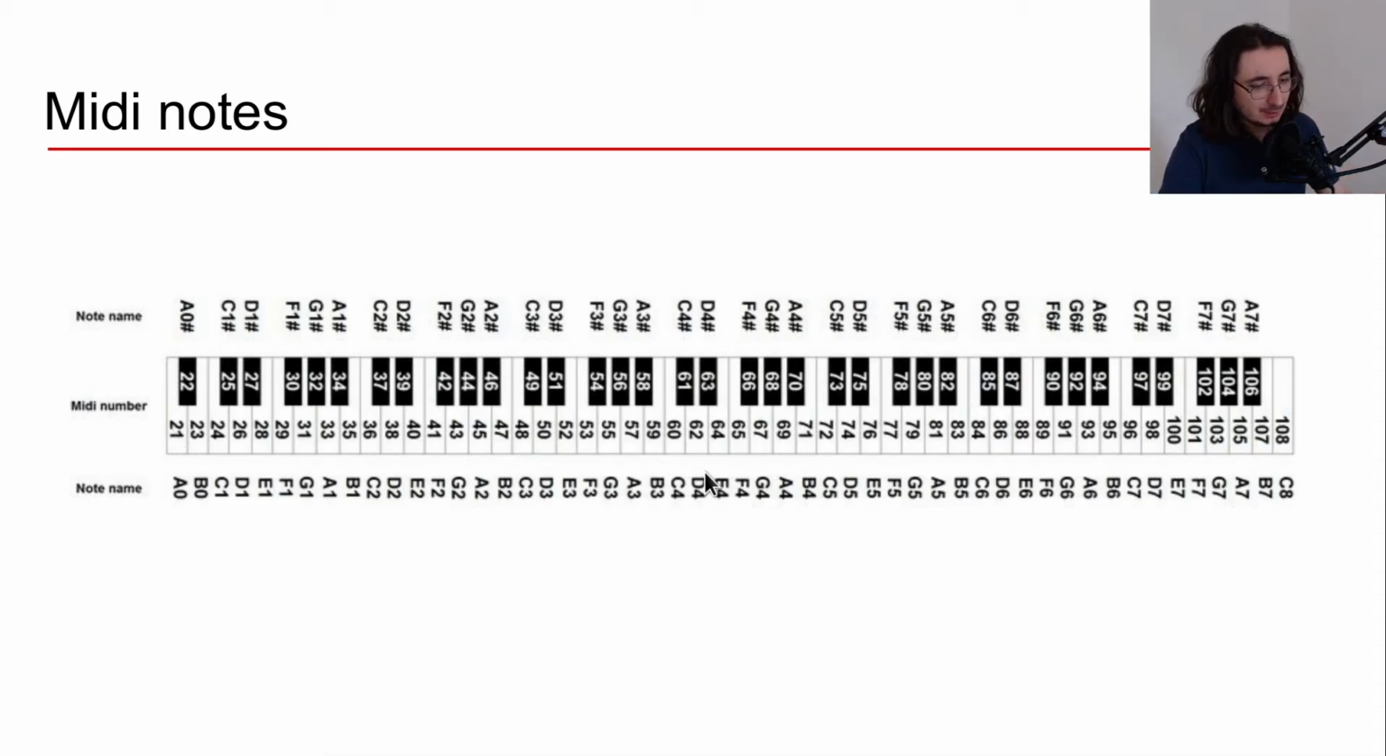So for example, the middle C down here has a MIDI note which is equal to 60. Now, we can map these MIDI notes to note names. So this MIDI note 60 is equal to C4. Now, what does that stand for?